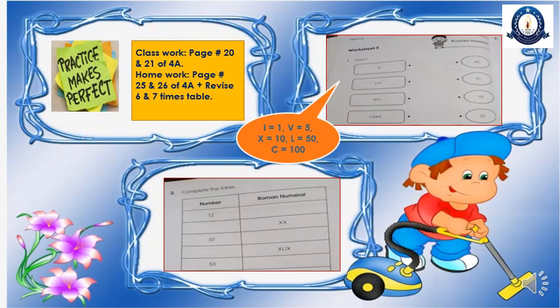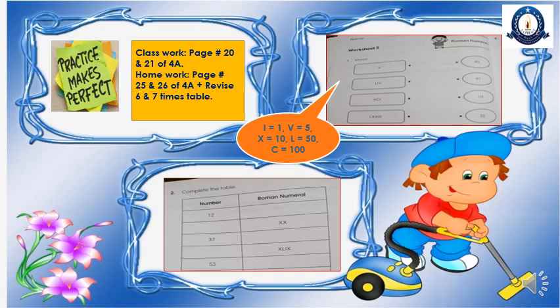Practice makes you perfect. Let's see the classwork pages and homework pages. Classwork pages: do page numbers 20 and 21 of 4A. Homework pages: do page numbers 25 and 26 of 4A, plus revise the 6 and 7 times tables. Tables you will revise every day. Let's discuss the homework pages first. Open page number 25. It's all about rounding off, a revision of rounding off. Page number 26 is also about rounding off.